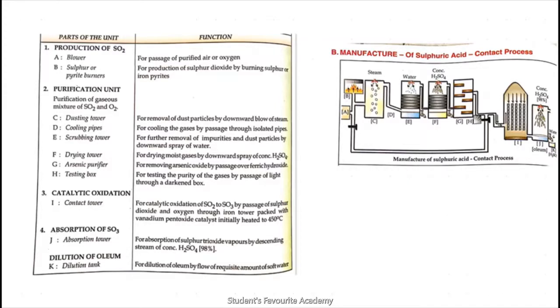Now I'll explain the parts of this unit. In the production of sulfuric acid, if you see the A1, I'll show you with a different ink. So this is my A. What is this A, children? It is the blower.